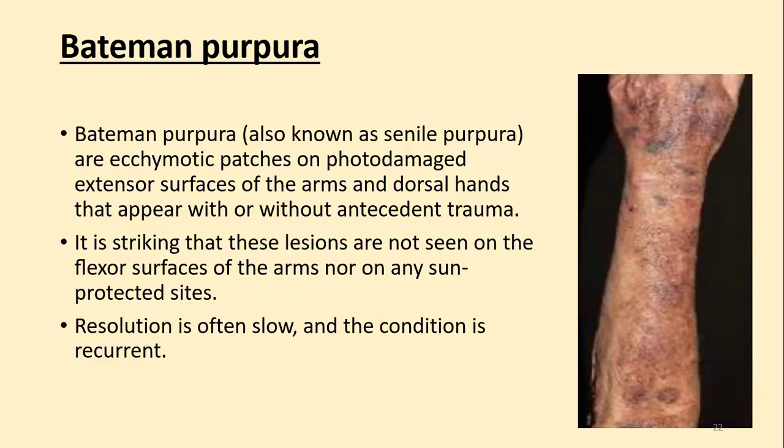Bateman purpura, also known as senile purpura, are ecchymotic patches on photodamaged extensor surfaces of the arms and dorsal hands. They appear with or without anecdotal trauma, so they can also occur without trauma. It is striking that these lesions are not seen on the flexor aspects or any sun-protected site. The resolution is slow and the condition is recurrent.